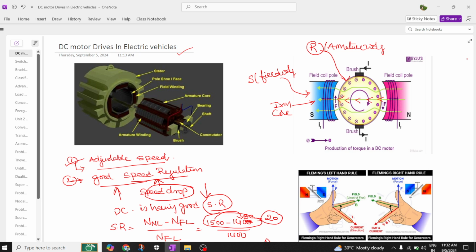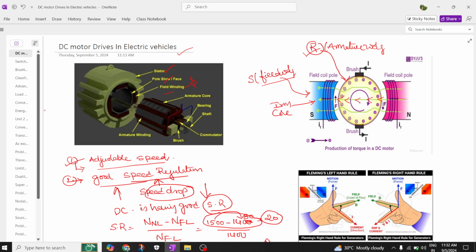Whenever the magnetic field is flowing, you can see the structure in detail also. Here you have the stator, and this stator is made up of an iron core, where these are called pole shoes or pole faces. On the stator, what kind of winding are you going to have? Field winding, to produce the magnetic flux phi. Inside this stator, the part which rotates is called the rotor. This rotor is made up of a winding, which is called the armature winding.